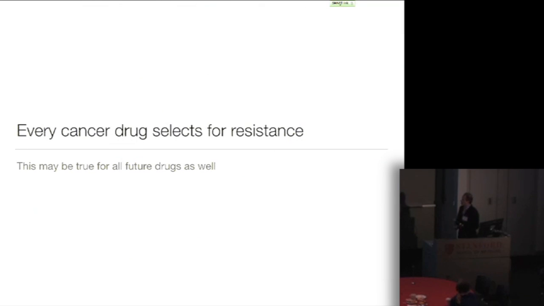I also want to get to the clinical side of this. I want to point out that every drug that's ever been invented in cancer selects for resistance. Right? This is not a problem that we have ever been able to avoid. And it's quite possible that every drug that ever will be invented for cancer will select for resistance. And that's an open question, of course. But this is the big clinical problem for cancer.